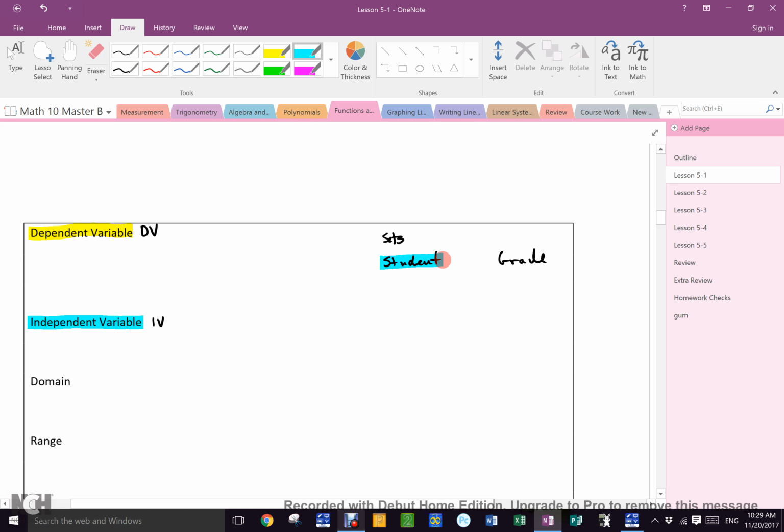Because no matter what I am counting, that kid right there is Wyatt. I could be counting his height. I could be counting his age. I could be counting his weight. I could be counting whether or not he likes cats. He is Wyatt. Everybody cool? And the other one is the grade. That's why it's highlighted in yellow. Because the grade depends on what kid I am speaking of.